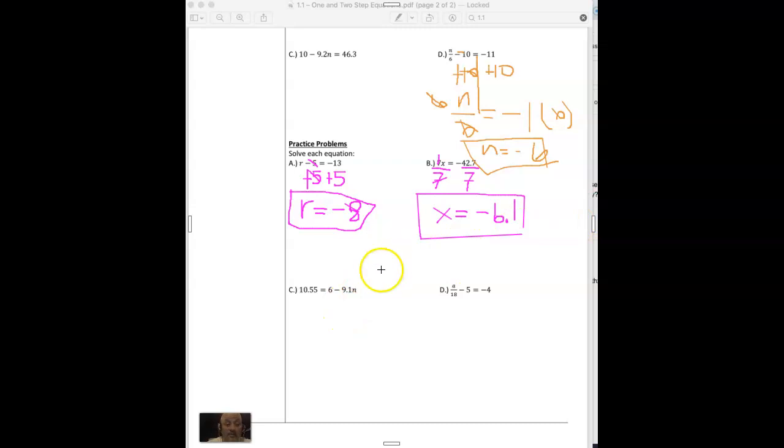Right here, we saw one like this earlier where I might think that I should undo this negative 9.1 first, but no, I have to undo anything that I can get rid of with adding and subtracting first, and then the multiplying and dividing second. And if you don't do that, it's going to become a bigger pain. So you want to move the 6 over first. So the opposite of positive 6 is negative 6, so you subtract 6 on both sides, you zero out on this side. You bring down your negative 9.1n on this side.